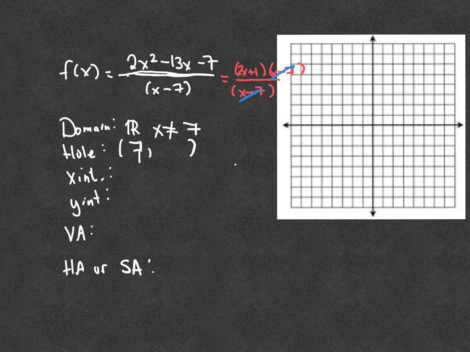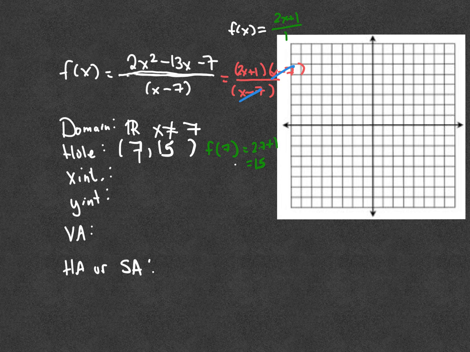But I'm going to now just deal with the function. I'm going to do it in reduced form. So I'm just going to deal with f of x equals 2x plus 1 over 1, because everything else canceled out. So to find the y value of the hole, I'll just plug the 7 into the new function. So that's 2 times 7 plus 1. So that's 15. So the y value of my hole is 15.